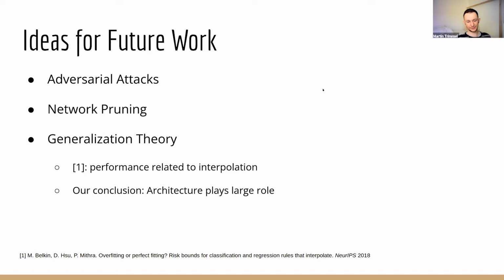And then finally, about generalization theory. So previous authors have noted that deep neural networks can learn data perfectly, so they can overfit to random labels. And this results in a network function that correctly classifies any training sample.